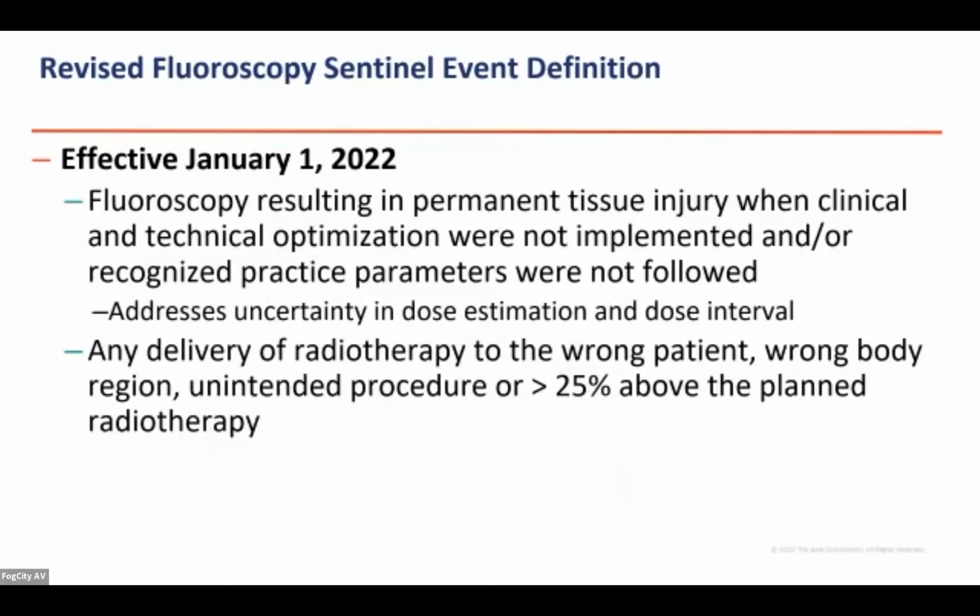So we used to have a sentinel event that was what? I wrote that down too. Where did I put it? 1,200 rads. It just said that you had exposed the patient to, I think it was 1,200. No, it was 1,500. Okay, 1,500 rads. And that if you exceeded that, then this was a sentinel event, and you should do a root cause analysis, and that you should report it to the Joint Commission as a sentinel event.